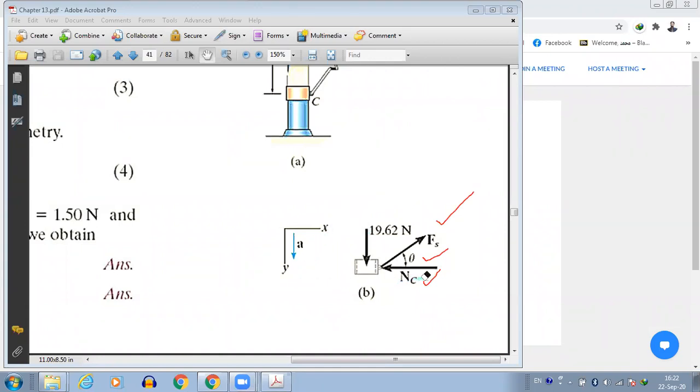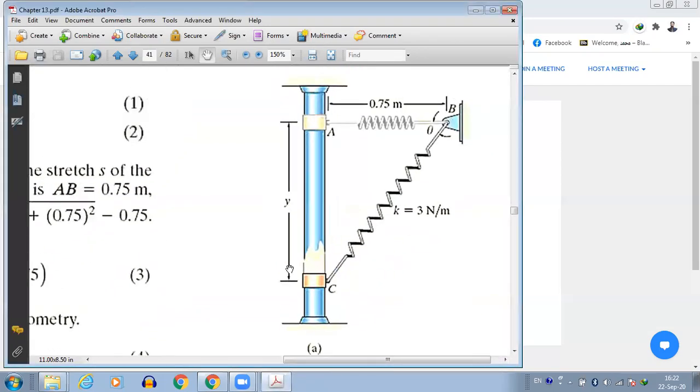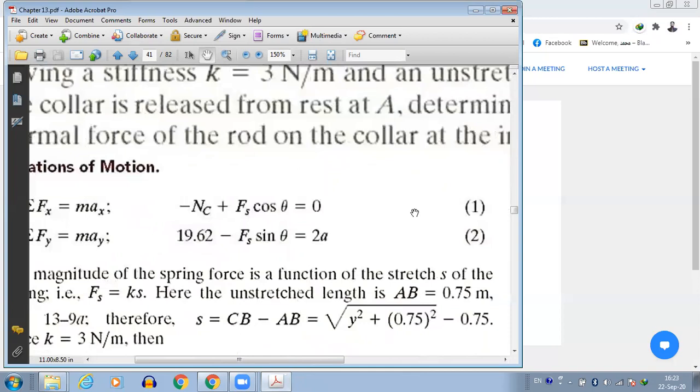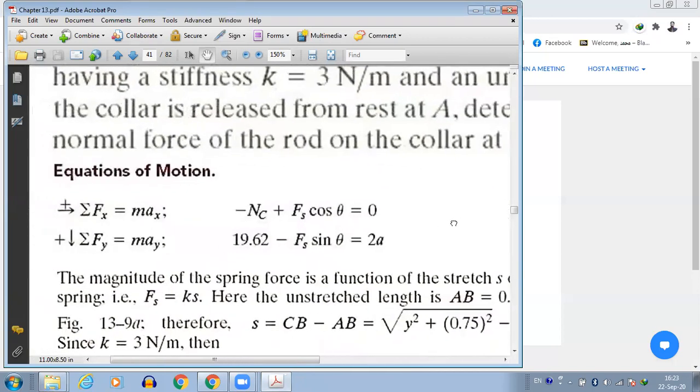You have gone through statics. It's our choice how we define the axis. There's no problem in it. Most of the time we try to avoid negative signs, so we define the axis such that we don't have so many negative signs. Okay, so let's have a summation of forces in the x and y direction.